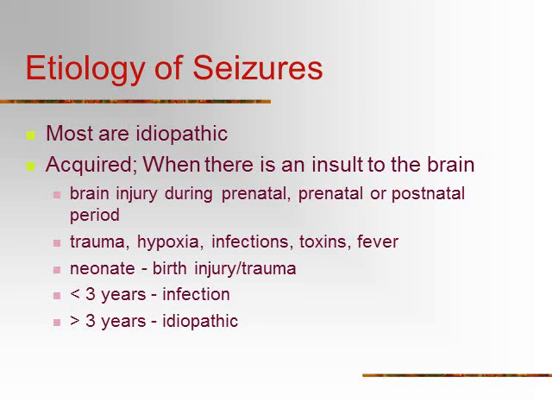Okay, so most seizures are idiopathic. We don't really know what causes them. They just kind of happen. Acquired is when there's an insult to the brain. So they might have an injury to the brain during the prenatal, natal, or postnatal period. It could also be from a trauma, so if they have a head injury, hypoxia like maybe a stroke, infections, toxins, or fever. These can all lead to a seizure.